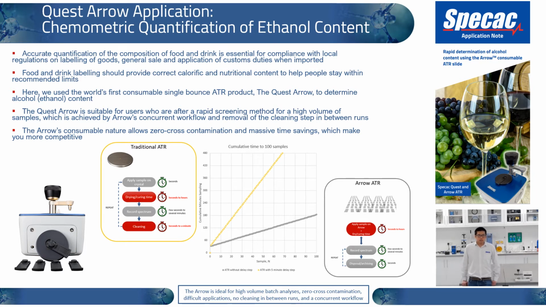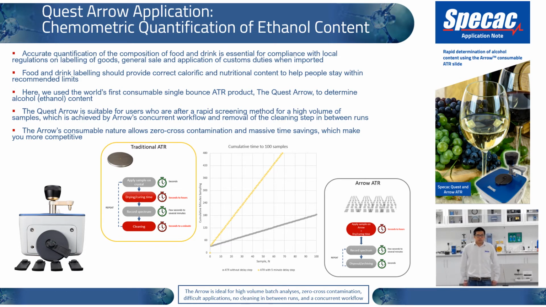Now, this application is not limited to using the Arrow consumable ATR product. You may also choose to use the diamond puck, for example, which conventionally comes with the Quest ATR. You can choose to use the multi-bounce Gateway, for example, or even the liquid transmission accessories like the Pearl and the Omni cell we touched upon a few slides ago. But we want to just re-emphasize the key value proposition of the Arrow and reintroduce the Arrow to you all.